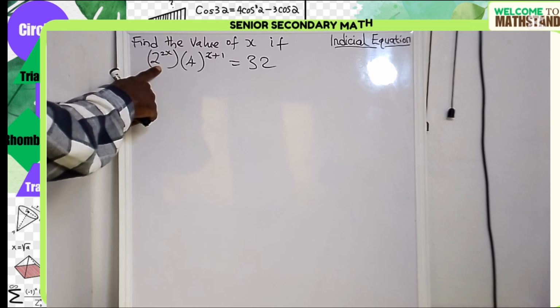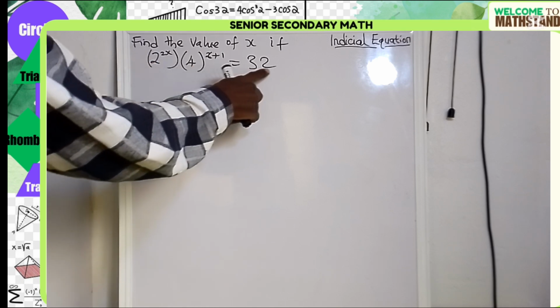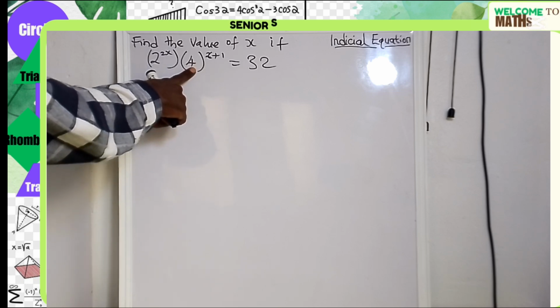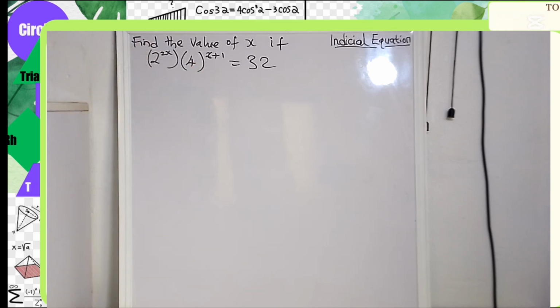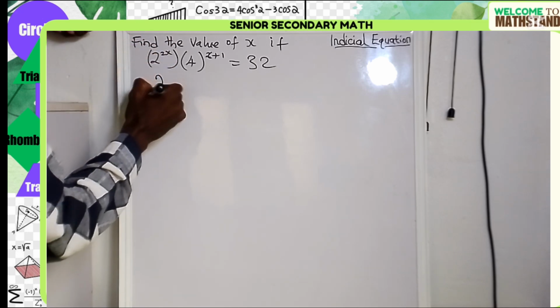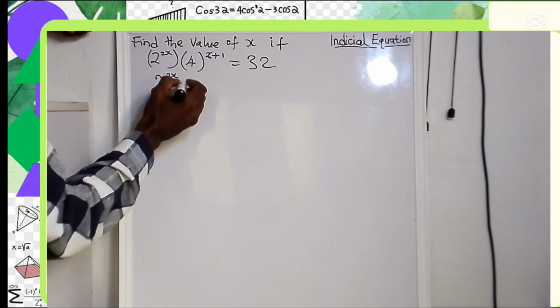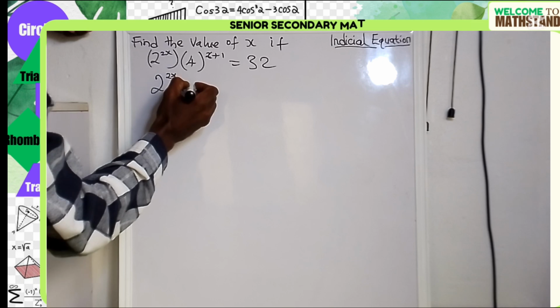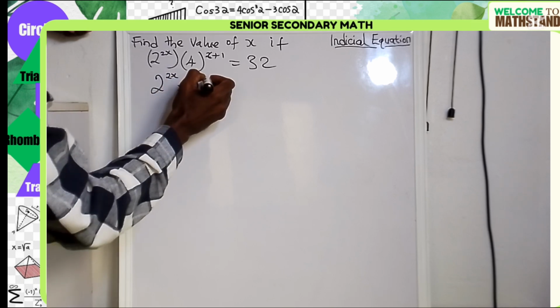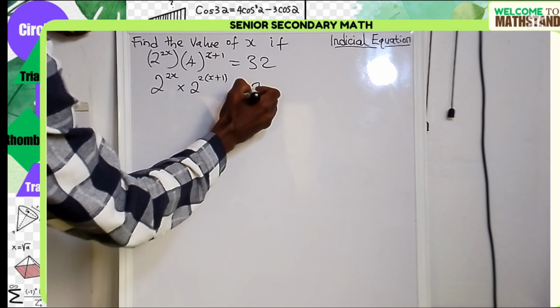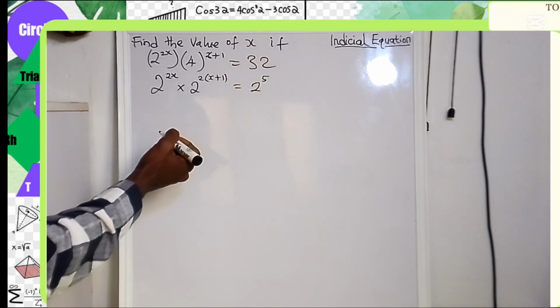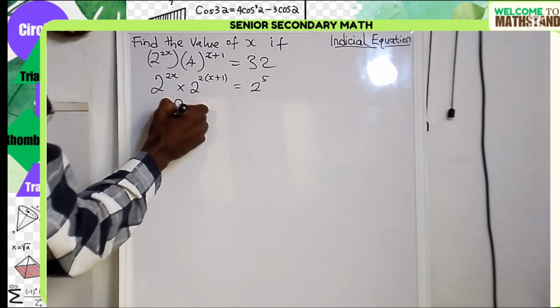So what we need to do is to make sure that all these bases are reduced to 2. So what can we do? We have here 2 raised to the power of 2x already. Then times 2 raised to the power of 2 will give us 4, and 2 raised to the power of 5 will give us 32. So from here we solve the same way.